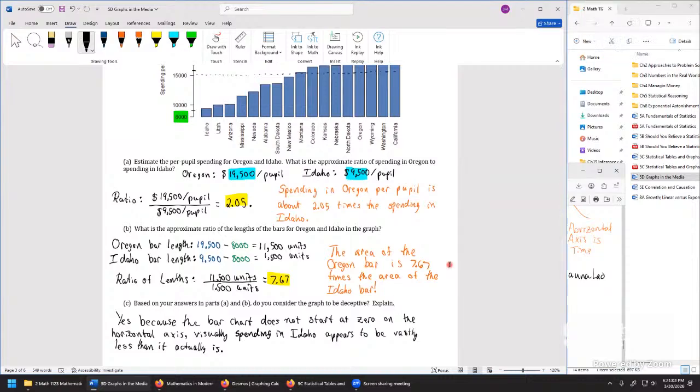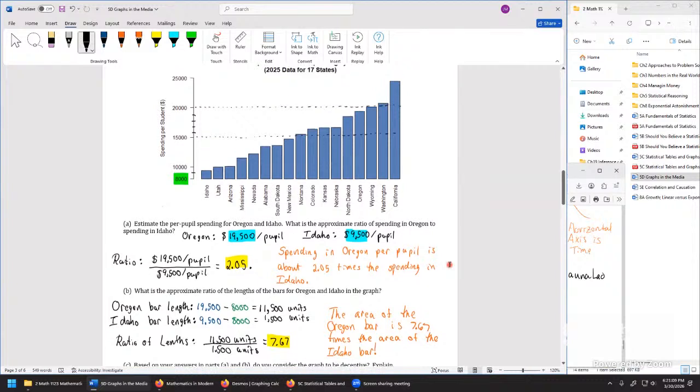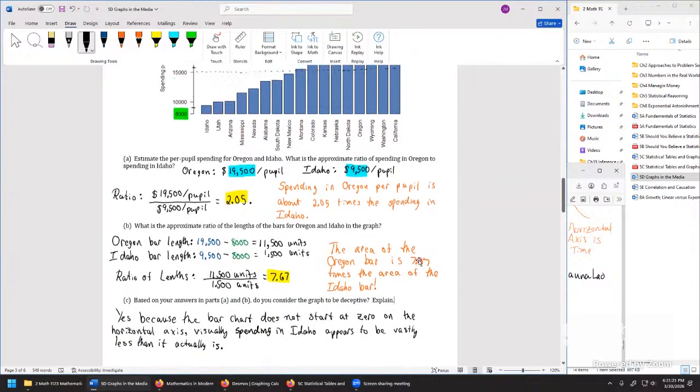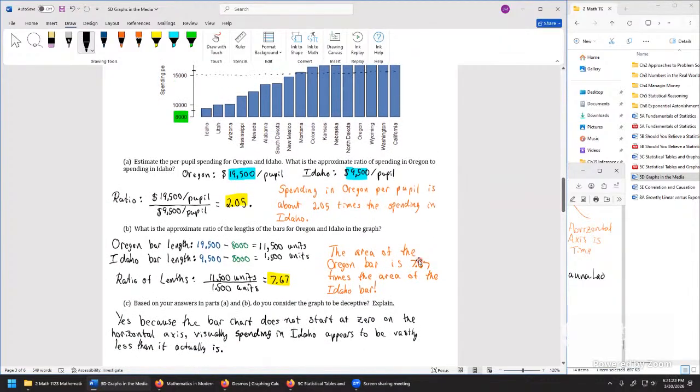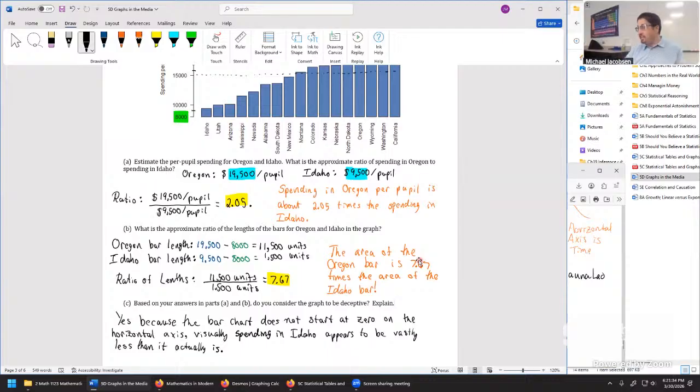I have a question. My first thought when I looked at C and started thinking about it was the fact that the graph shows that it's 2.05 instead of the length which shows it as 7.67. If I had just put that in there and didn't reference that the bar graph started at 8,000 instead of 0, would that still be considered correct, or do I need to make sure I'm referencing the bar graph starting at 8,000? Gotcha. Yeah, I would say your answer would be terrific.